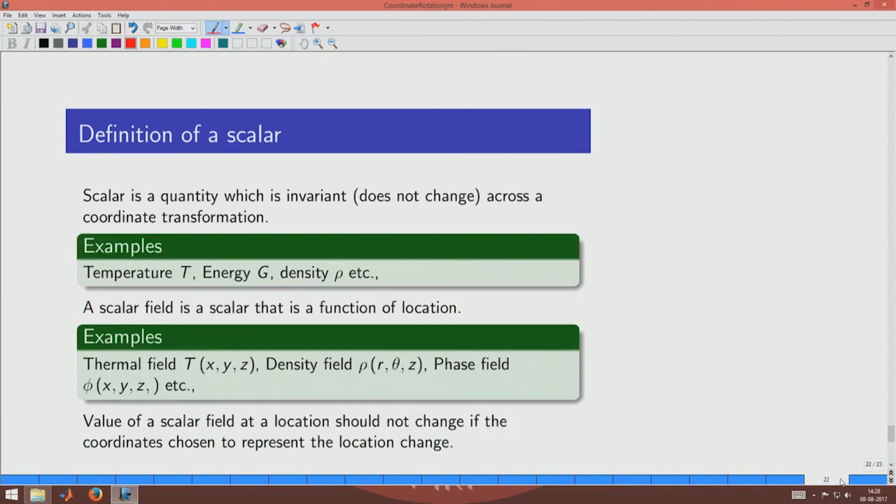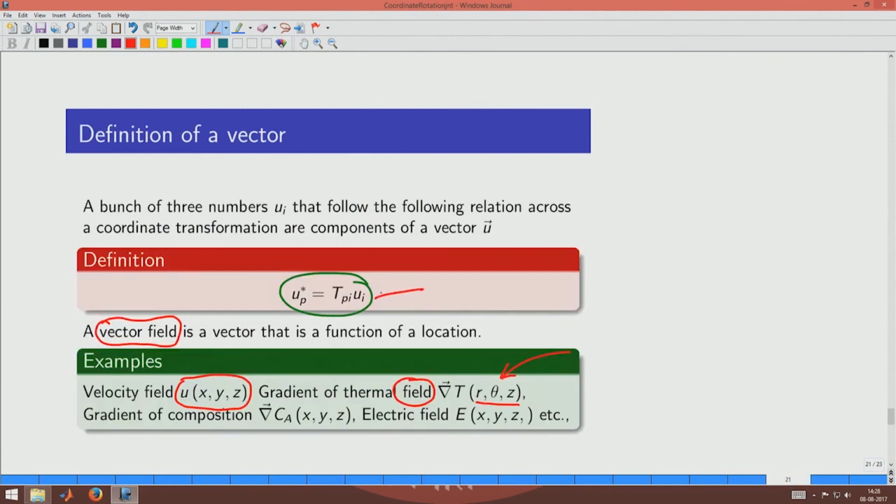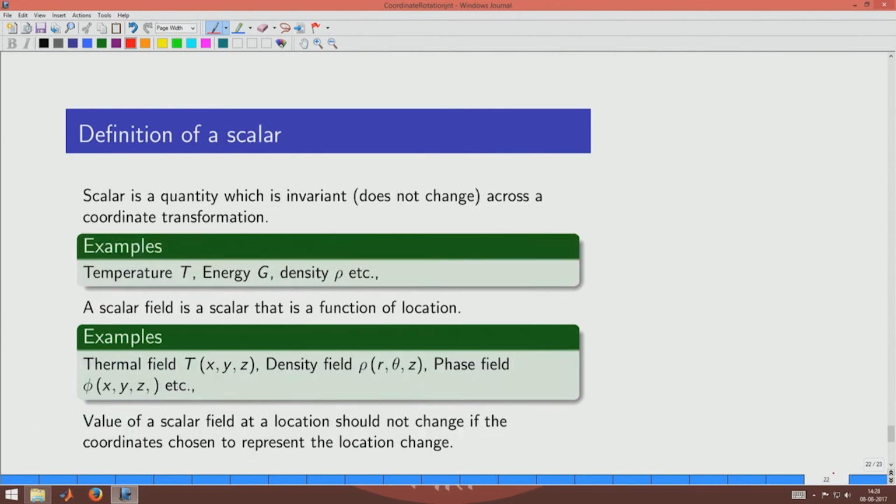Okay. So, now we have defined how the elements of a vector should change such that you can call it a vector. So, what would then be a scalar? Okay, a scalar should be defined by the fact that the numbers do not change when the coordinate system is changed. So, basically we use the word invariant. A scalar is one which is invariant across a coordinate transformation. So, it does not change when the coordinate system has changed.